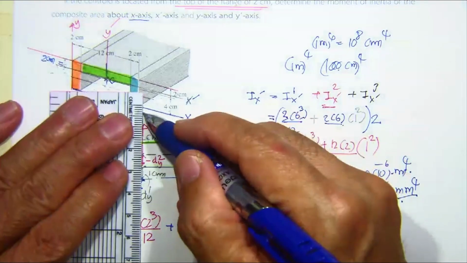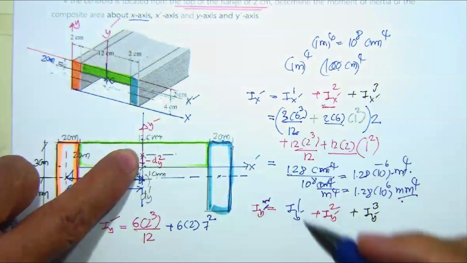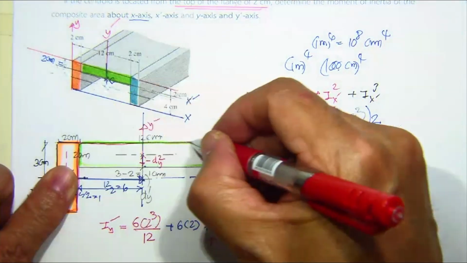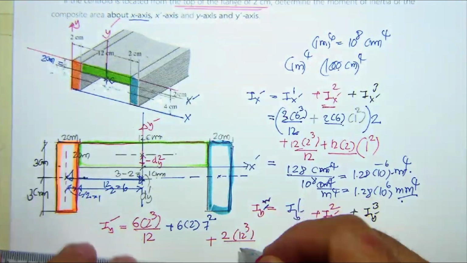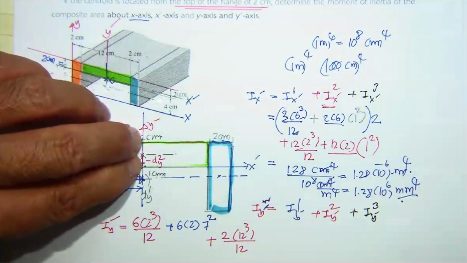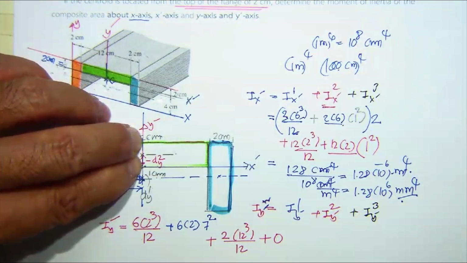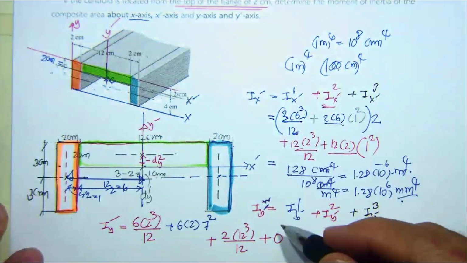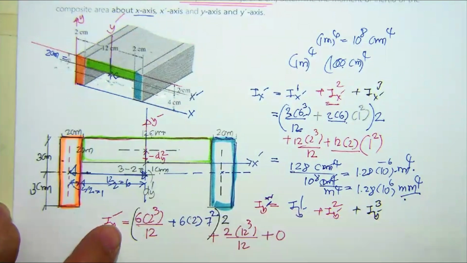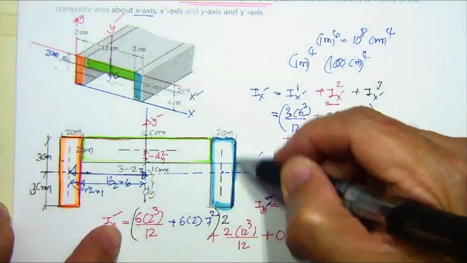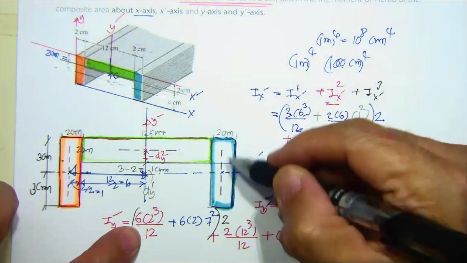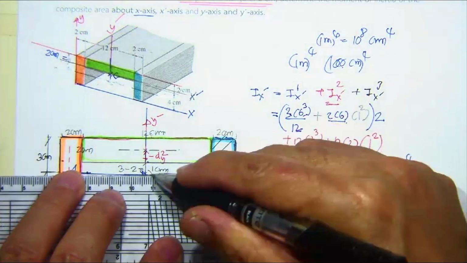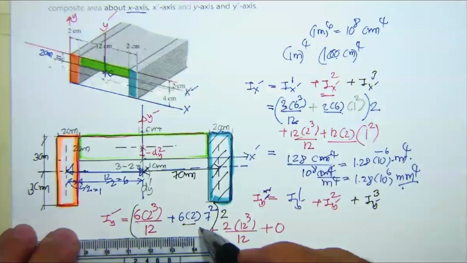Now, coming into this one, this is the centroid. It's on top of each other. Yes, plus this one, 2 times 12 cube over 12, about this one, and then plus 0. The last one we have over here is going to be the same as this one, times 2. If not, you may see the first term, 6 times 2 cube over 12, the first one. Then the area, 6 times 2, and from here to here, it's going to be 7 centimeter as this one.